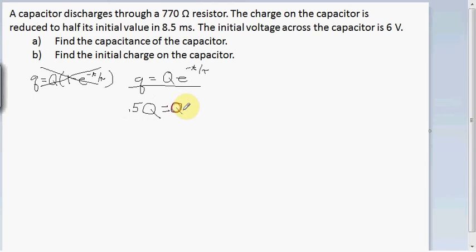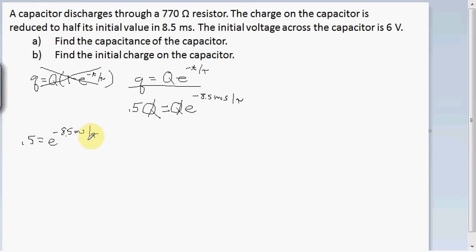So q, the charge on our capacitor, is equal to 0.5 times capital Q. That's equal to capital Q times e to the minus t over tau, and when small q is equal to this, t is equal to 8.5 milliseconds. And notice that we've got a capital Q on both sides. We can cancel those. And so we've got 0.5 is equal to e to the minus 8.5 milliseconds divided by tau. And notice we should be able to solve this for tau then, because we know everything else.